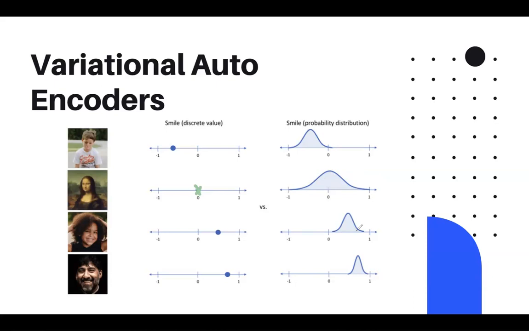This little girl, clearly she is smiling. So you see the variance here and the variance here are completely different. This one is much, much bigger than this one. And this one is even clearer that he is very much smiling, and the variance is very small.